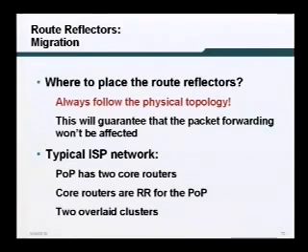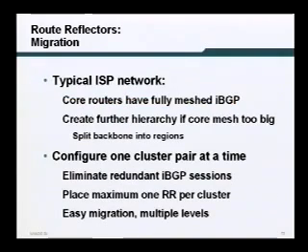So a typical ISP network might be that the POP has two core routers, as I said. The core routers are the route reflectors for the POP, and you have two overlaid clusters. That's a very common situation. Core routers are fully meshed iBGP. You create further hierarchy if the core mesh is too big, split the backbone into regions, and so on and so forth. How to migrate there?